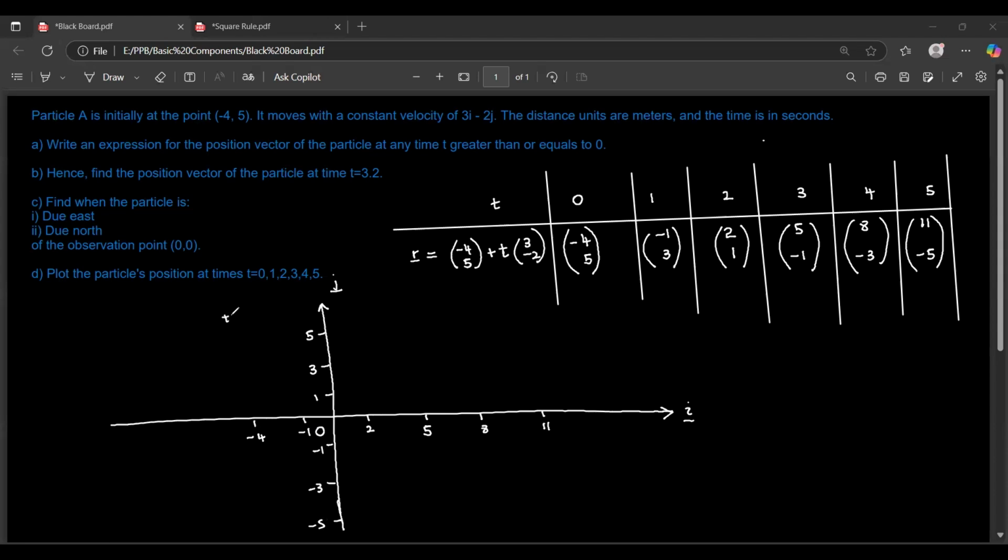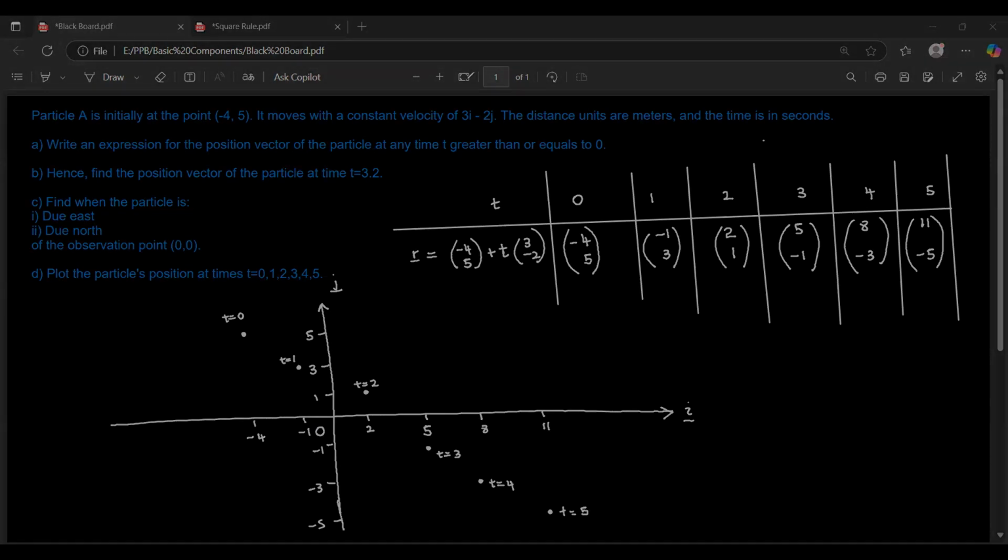So when t is equal to 0, the particle is here. When t is equal to 1, the particle is here. When t is equal to 2, here. When t is equal to 3, here. When t is equal to 4, here. When t is equal to 5, here. And this is how you have to do these sets of questions. Keep in mind.